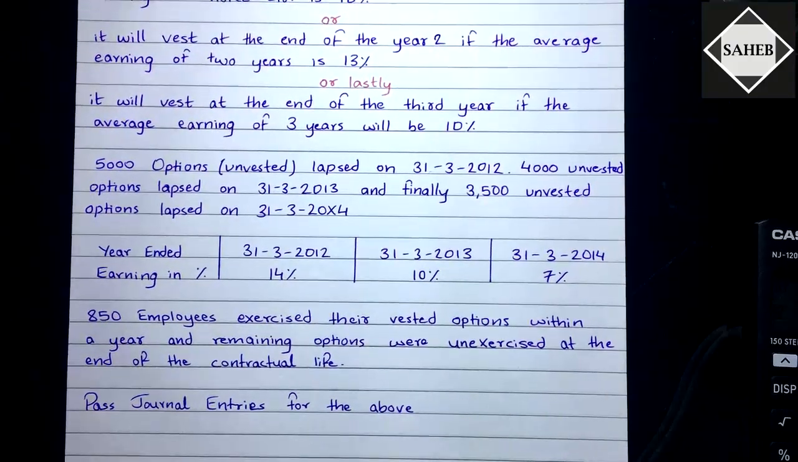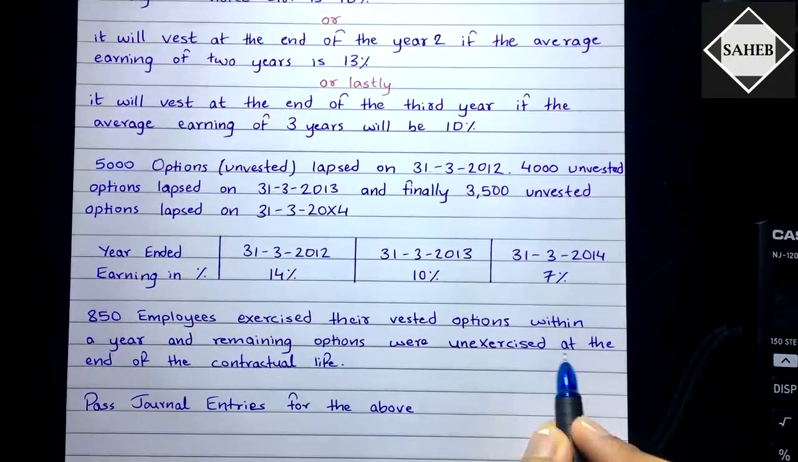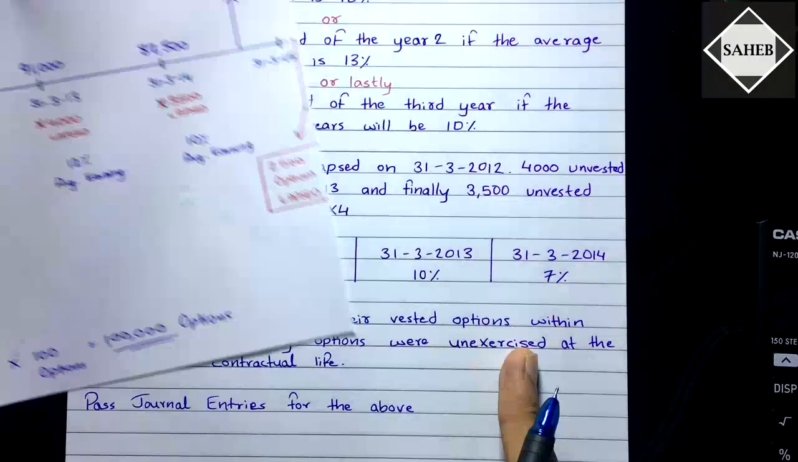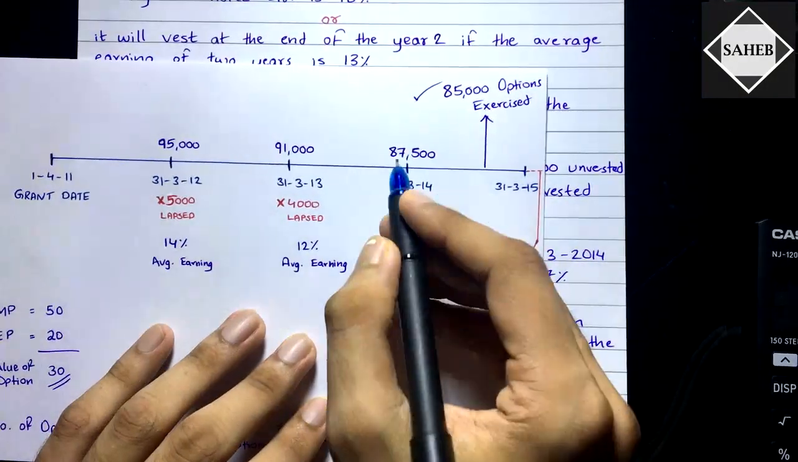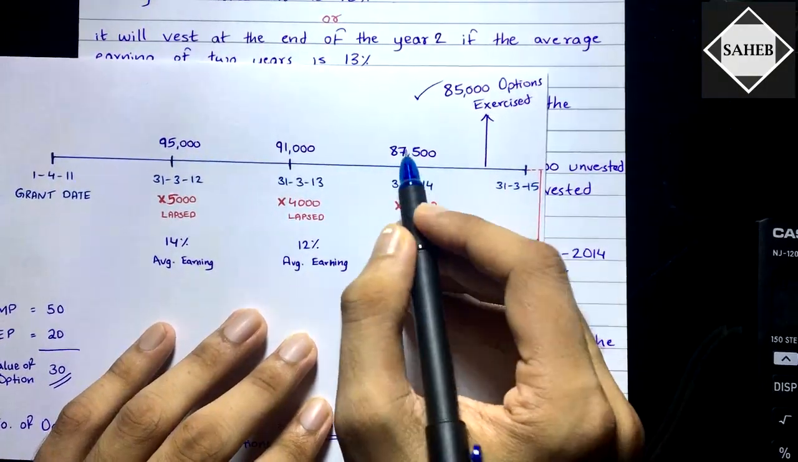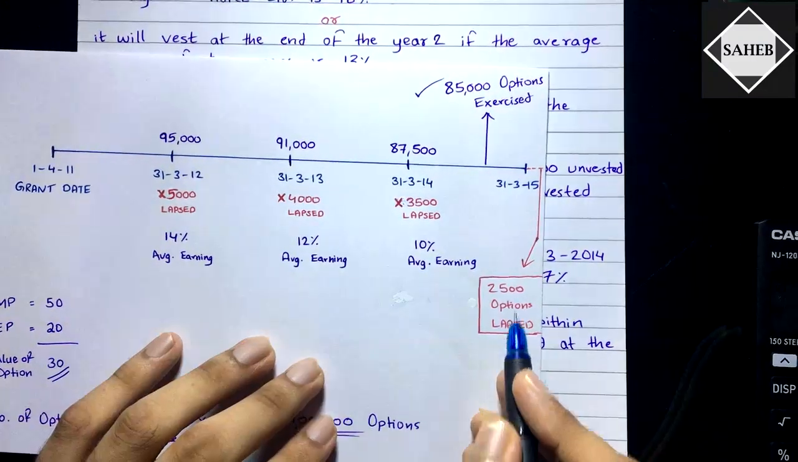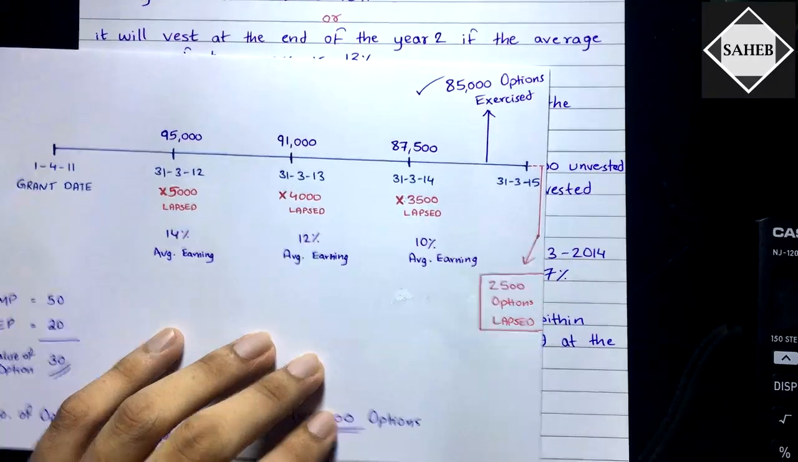तो अभी प्रॉब्लम होता है, कितने ऑप्शंस लैप्स हुए मालूम नहीं पड़ेगा आपको. देखो, simple, it's not given, but it's very simple to calculate. The remaining options were 87,500. Within that, 85,000 options were exercised, then the remaining 2,500 options were lapsed. Simple, right?